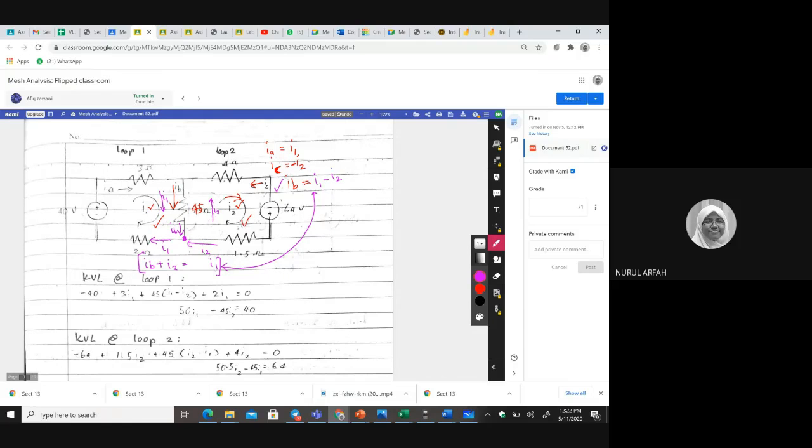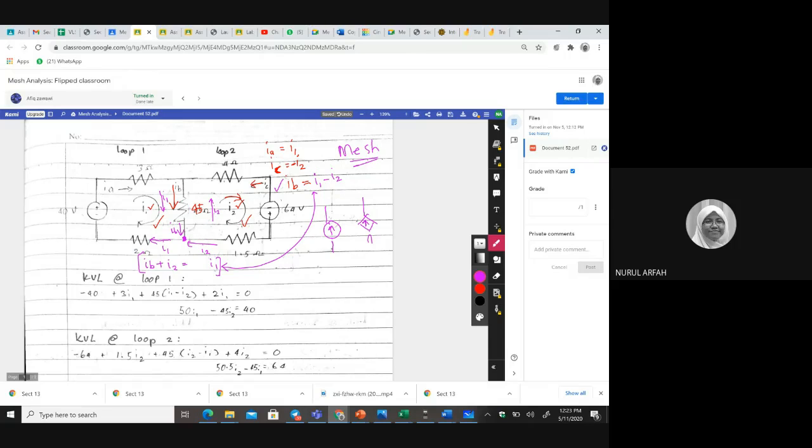And then number two, you need to figure out for mesh analysis, do you have a super mesh? What is a super mesh? You need to find out the current source, right? Current source in between two closed loops. So if you have that, since we don't have that in our example here, we can ignore that. But if we do have, then you should draw the boundary of two loops that share this current. So since we don't have, then we ignore that part first.